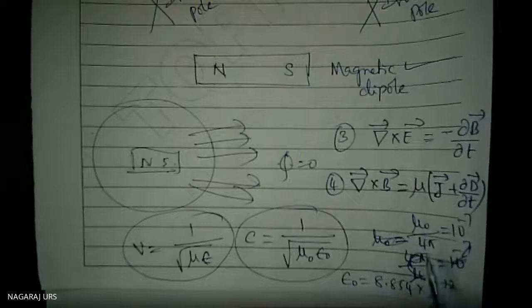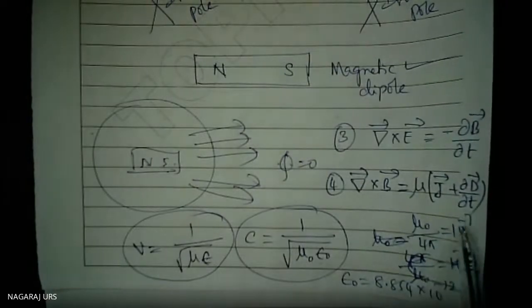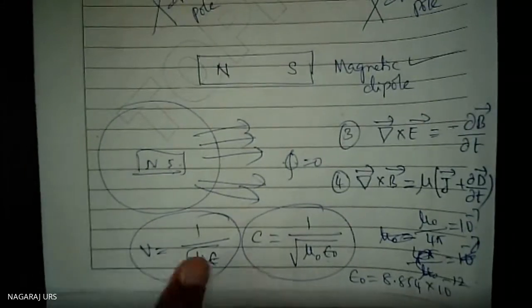Again, all these concepts are borrowed from your PU level: mu naught by 4 pi is 10 to the power minus 7, epsilon naught value is 8.854 into 10 to the power minus 12. Anyhow, go through all these concepts. Next class I will take up these derivations.